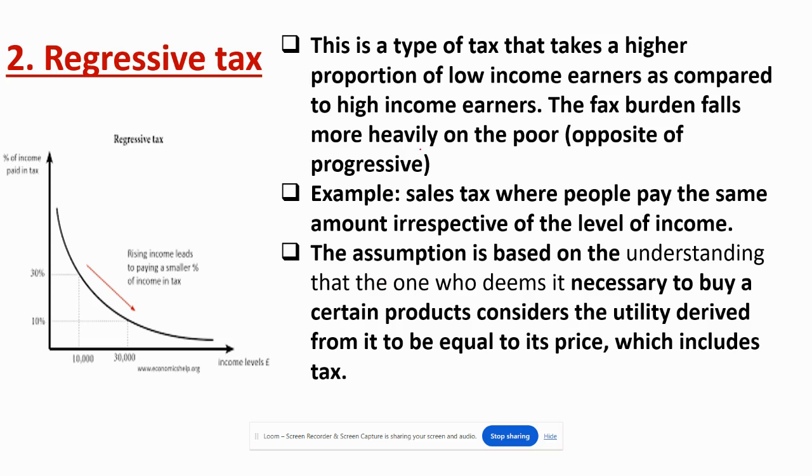So the assumption is based on the understanding that the one who deems it necessary to buy a certain product considers the utility derived from it to be equal to its price, which includes tax. So that means that if you need any product to satisfy your needs, you're going to buy it. Therefore, you're going to derive some utility from it. So that is why each person has to pay at the same rate.